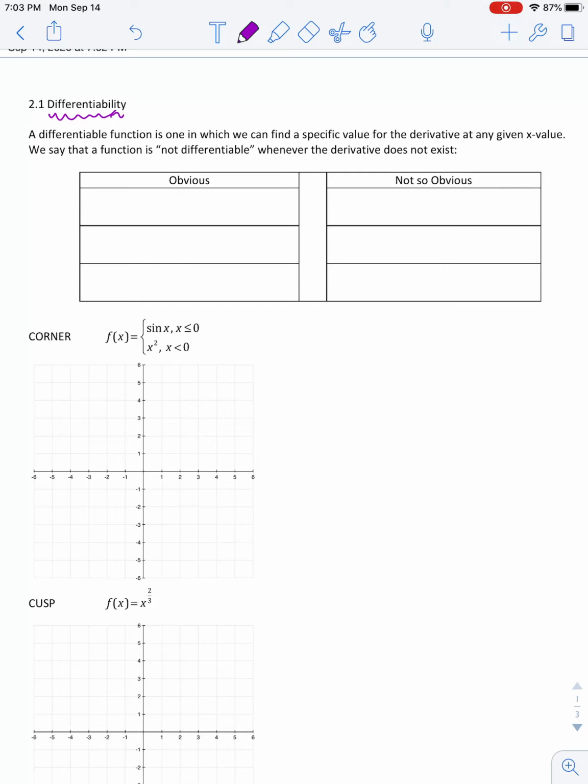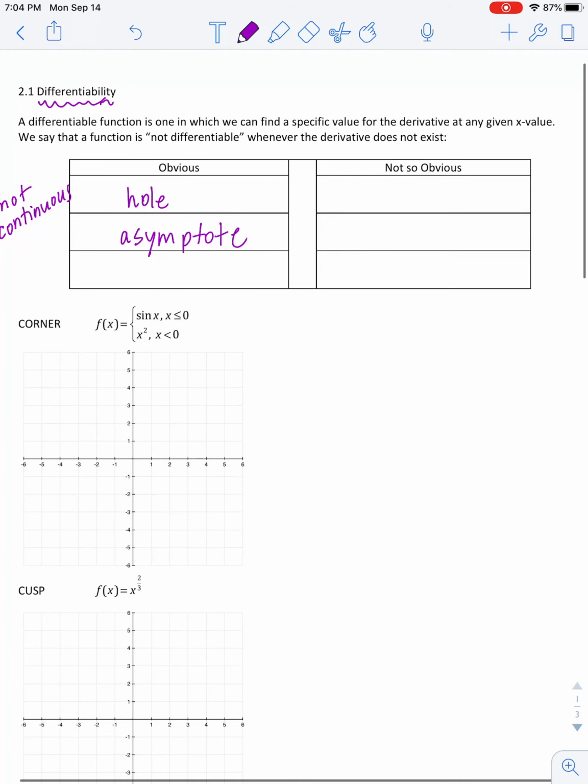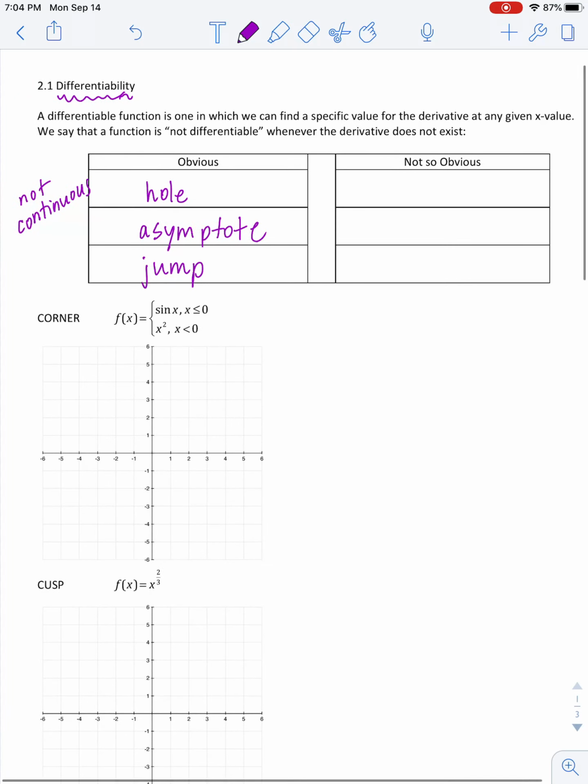It says a differentiable function is one in which we can find a specific value for the derivative at any given x value. We say a function is not differentiable whenever the derivative does not exist. So there are places where a function is not continuous. And obviously, if it's not continuous, like at a hole, an asymptote, the vertical kind, or a jump discontinuity, all of these places it will not have a derivative.